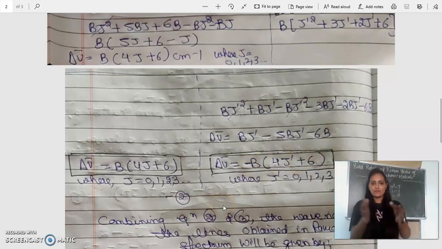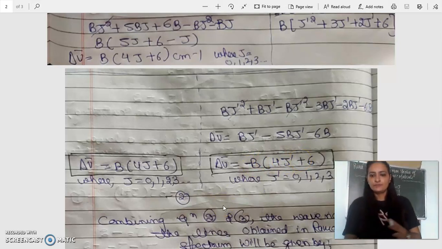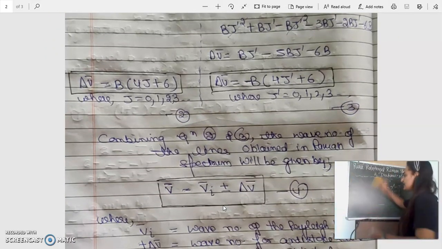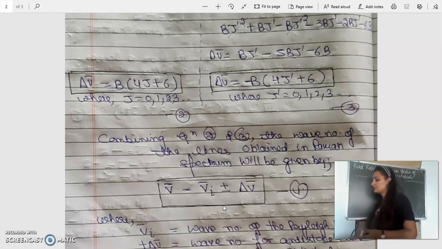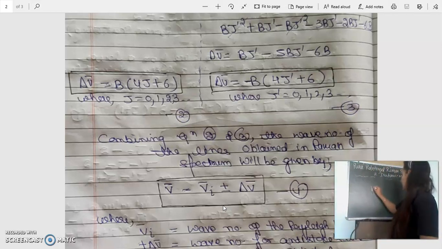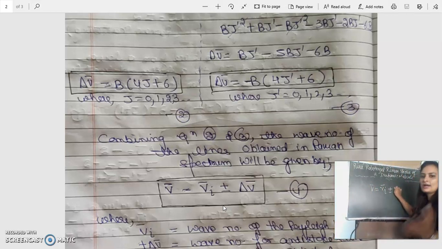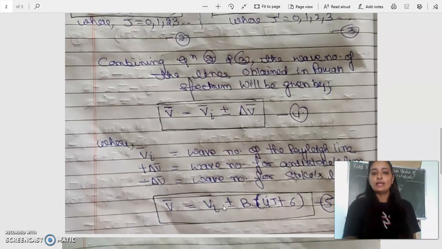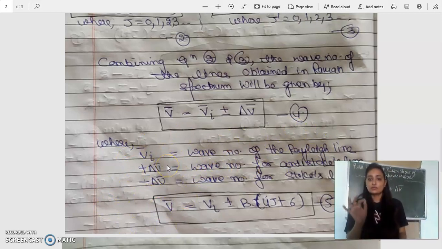So now if we just combine equations 2 and 3, what can we derive? We can derive equation number 4, that is Δν̄ = ν̄ - ν̄i, so ν̄ = ν̄i ± Δν̄. What does this equation number 4 depict? It depicts the wave number of your Rayleigh line. νi stands for the wave number of your Rayleigh lines, and Δν̄ with a plus depicts the wave number for the anti-Stokes line.